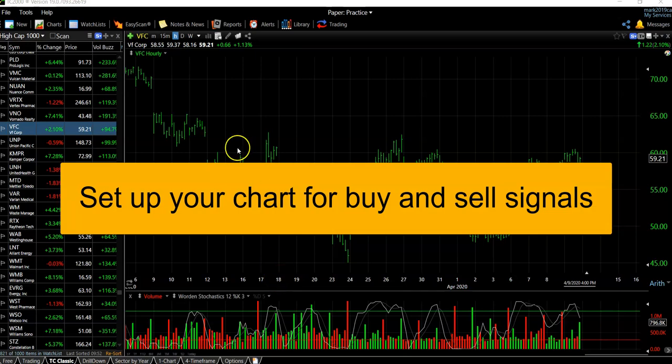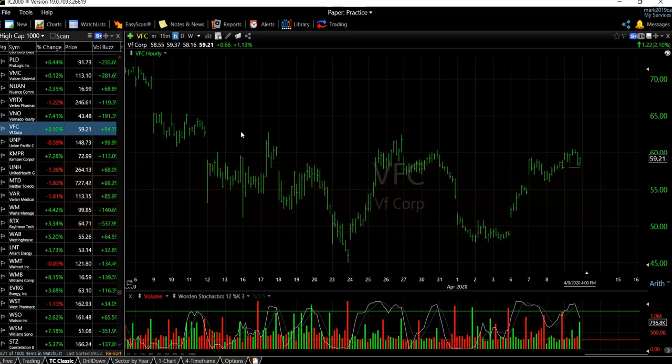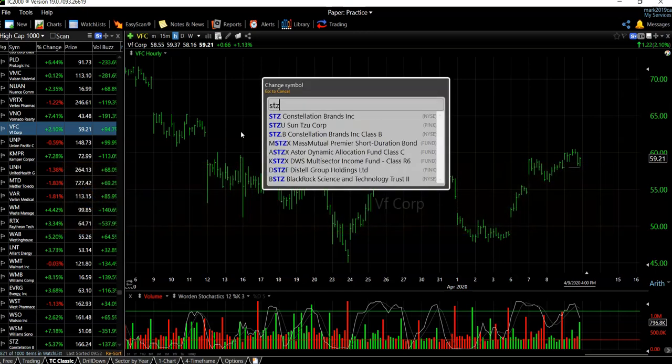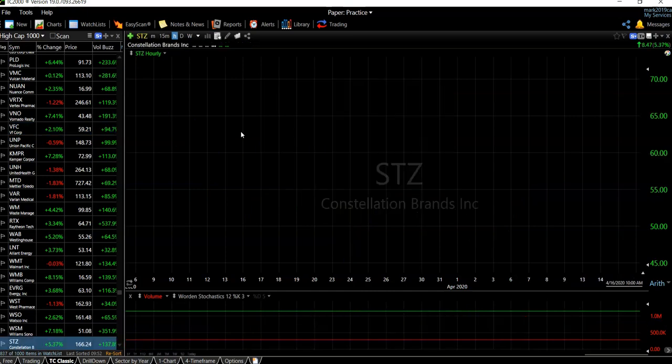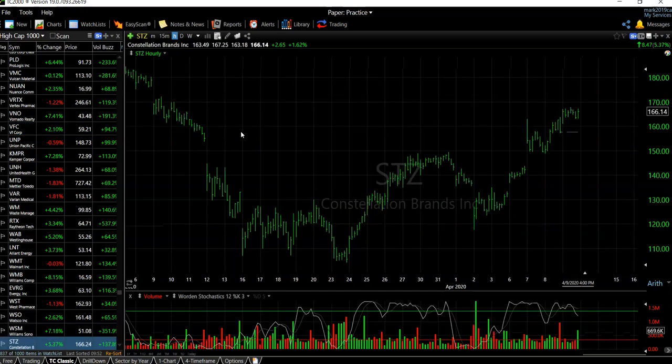So here we are on the TC2000 trading page. Just click the cursor anywhere on your chart and enter the word STZ and press enter. So STZ is, as you know, Constellation Brands Incorporated, a maker of alcoholic beverages.